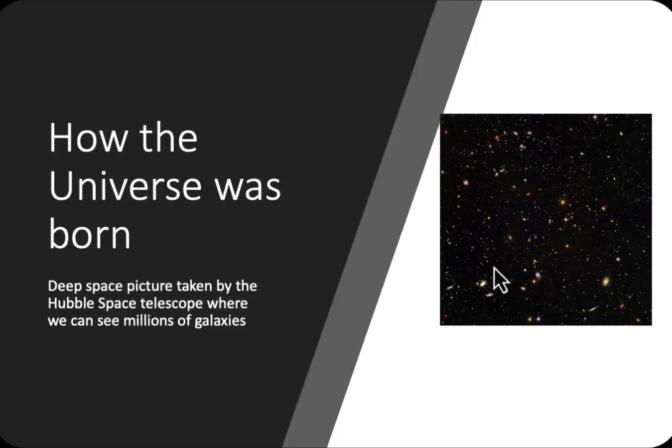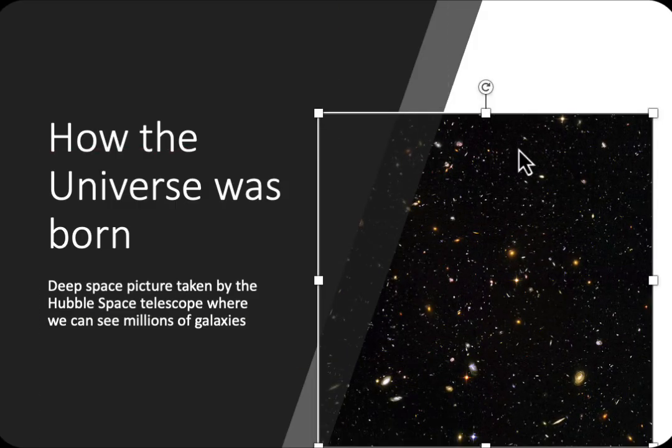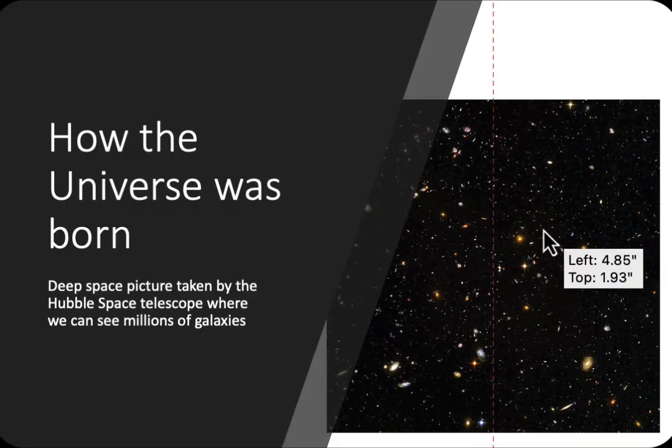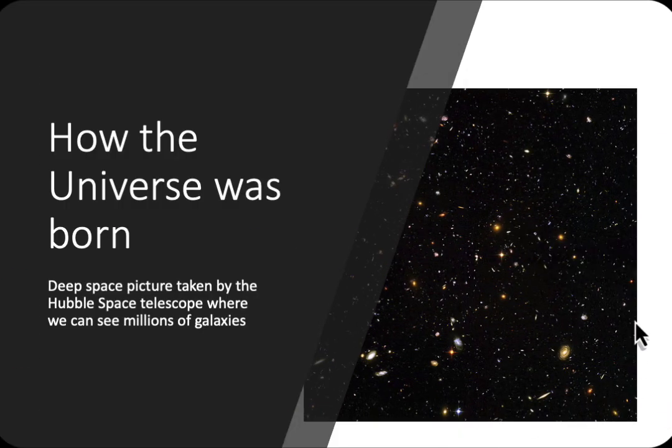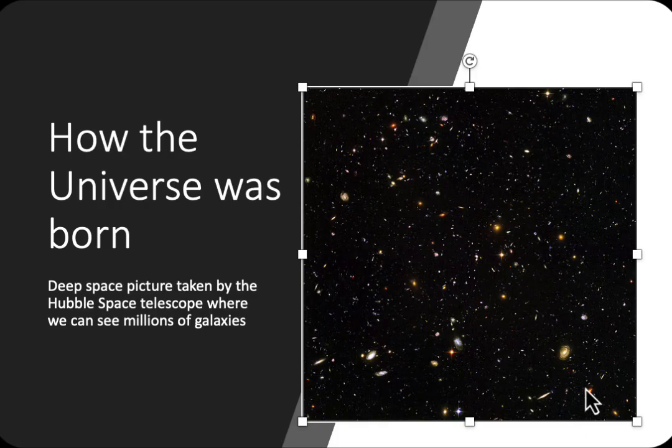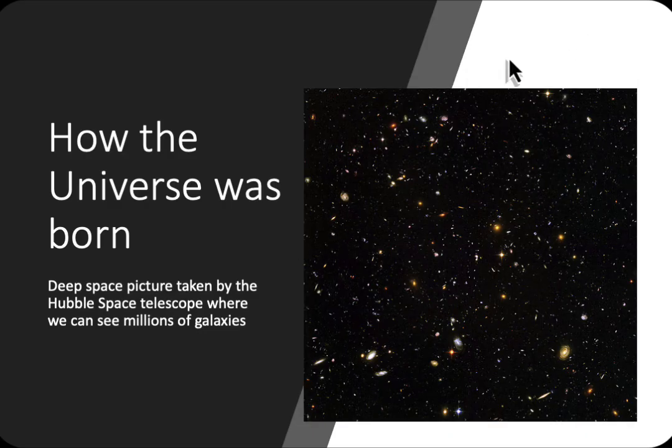If you take a close-up look here, let me make it bigger, you can see that there's tons and tons of little specks. If you look closer, you'll see that some of these specks are actually galaxies, some of them are stars, but all of this is something that we can see in a little corner of space. This picture was taken by the Hubble Space Telescope, and just in this little picture, you can see millions and millions of galaxies and therefore billions and billions of stars. Again, each one of these is actually a galaxy.